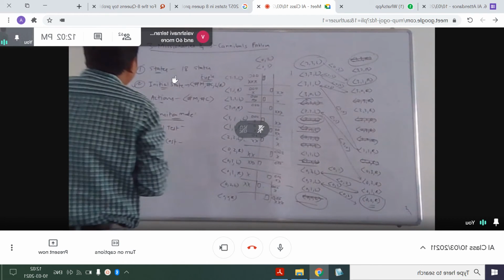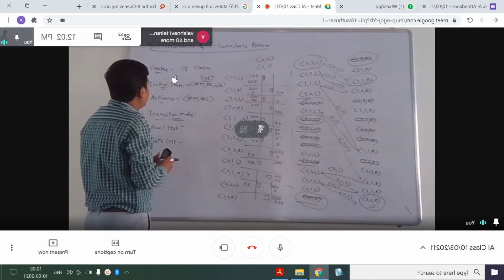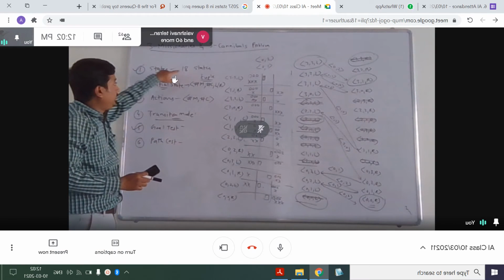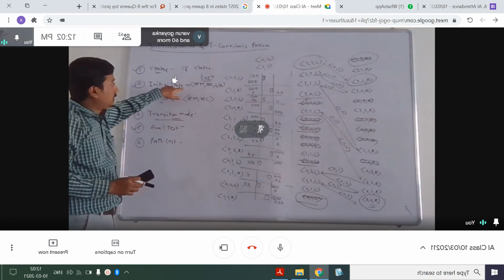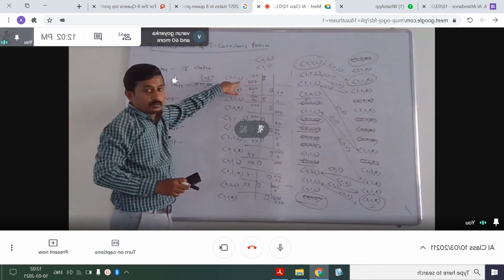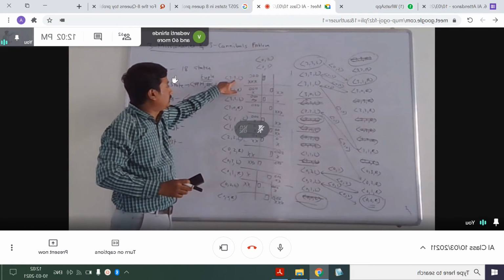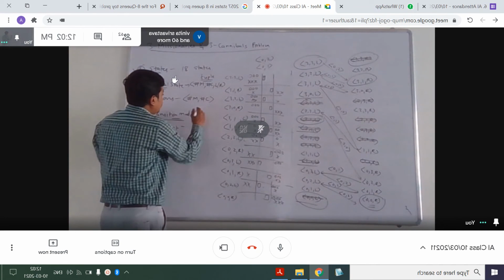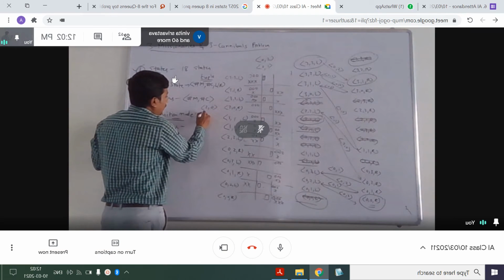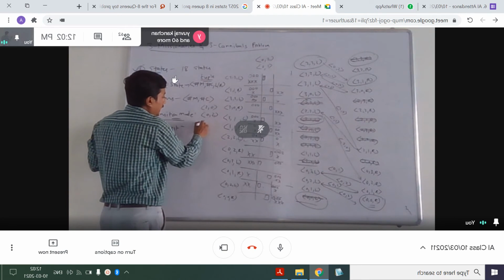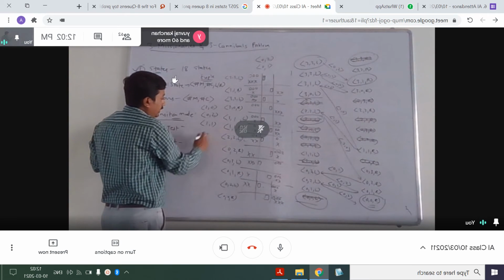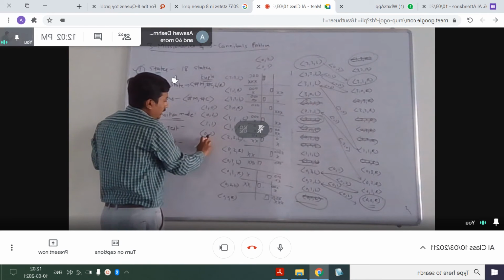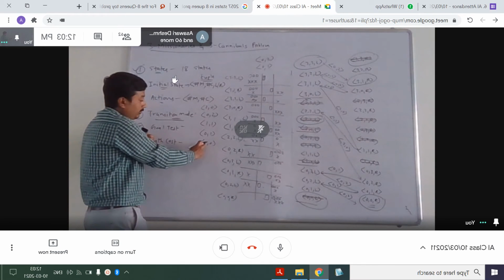So this is about the 3 missionaries and 3 cannibals problem. So number of states are 18. Then initial state is 33L. 3 missionaries, 3 cannibals, both on the left side. This is my starting point. Actions are, at a time 2 missionaries can travel or 2 cannibals can travel. 1 missionary and 1 cannibal can travel. Then only 1 cannibal can travel and 1 missionary can travel.